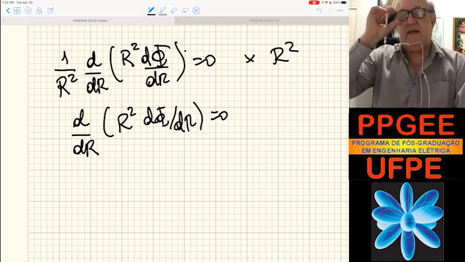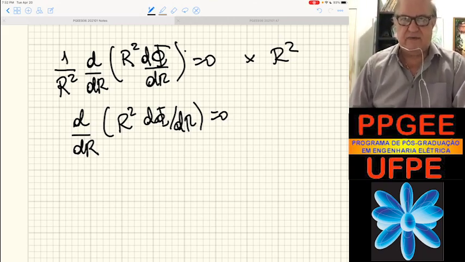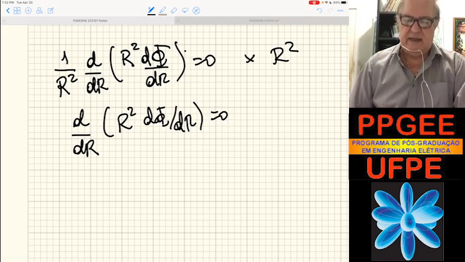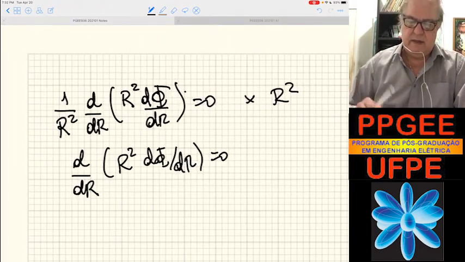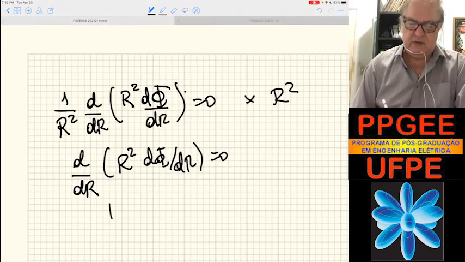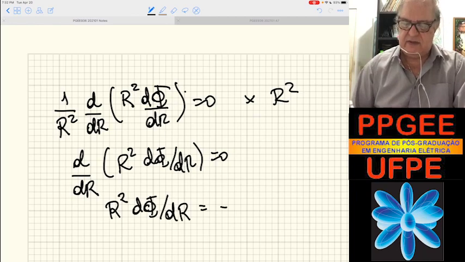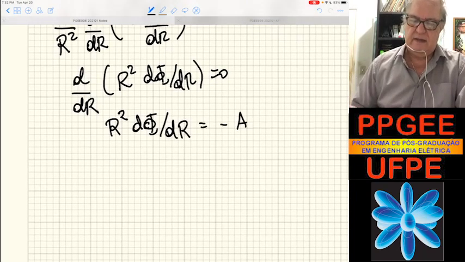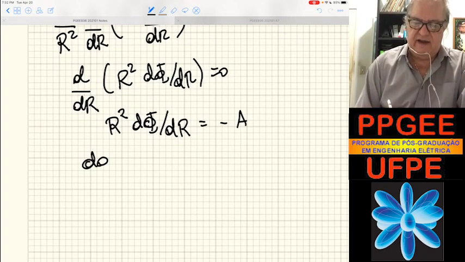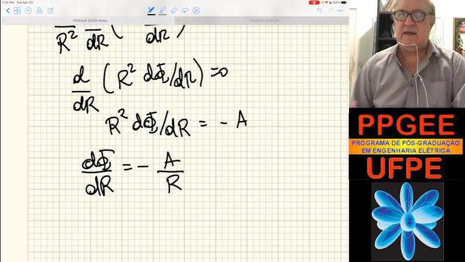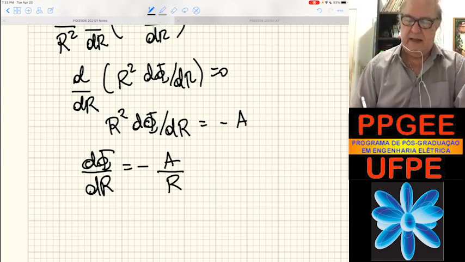Recall that every time you make an integration, you have arbitrary constants that you have to introduce in the problem, because you have to find out what they are later. So the first integration gives a constant. I'm going to choose a negative sign in front of the constant. You'll understand why in a second. Then you have dphi/dr equals minus A over r squared. Because I don't know the value of the constant, I can put any sign I want. No problem, right?